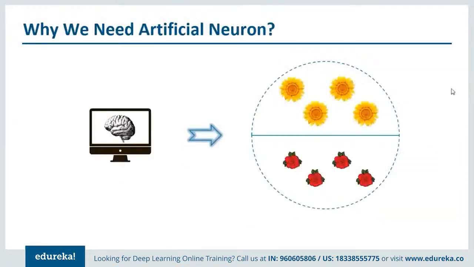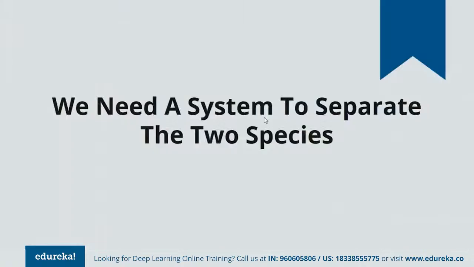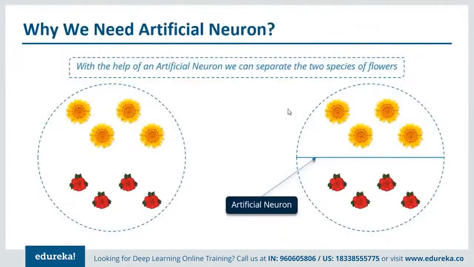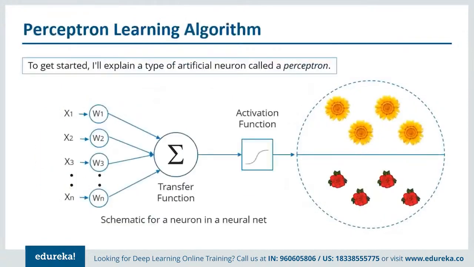And this is what exactly happens. This artificial neuron can classify the flowers, or divide the flowers, on the basis of certain features. In our case, it is sepal length, sepal width, petal length, and petal width. On that basis, it can classify the two flowers. So what we need here is some sort of system that can separate the two species, and that system is nothing but an artificial neuron. One type of artificial neuron is a perceptron.